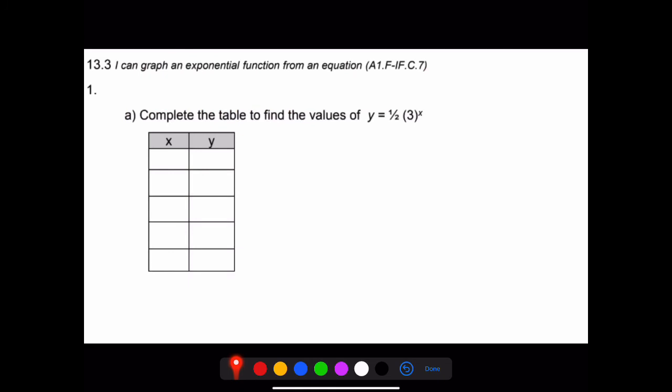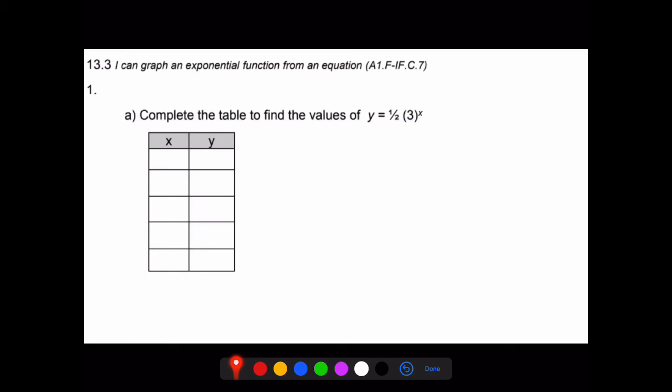That's it for 13.2. Moving on to our last section, 13.3, I can graph an exponential function from an equation. Now, in this section on the test, if it's an online test, you won't actually be able to graph these functions. So instead, you're going to be matching them and making sure that you have the right function. So make sure that you are checking your tables. Your tables will be your key to doing these easier. If your table doesn't match your graph, then obviously that's an incorrect answer. So just be wary of that.